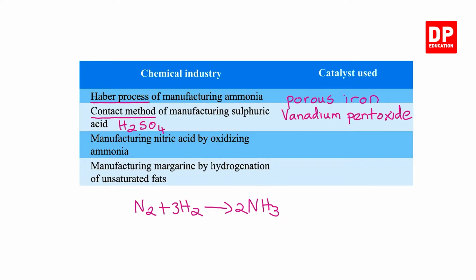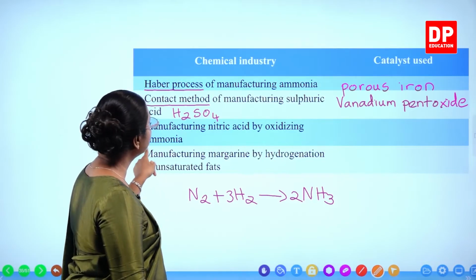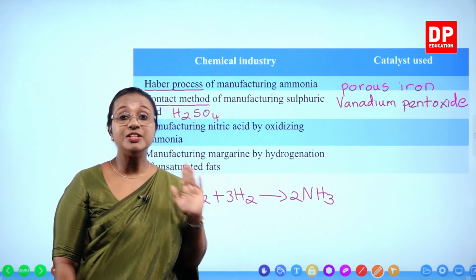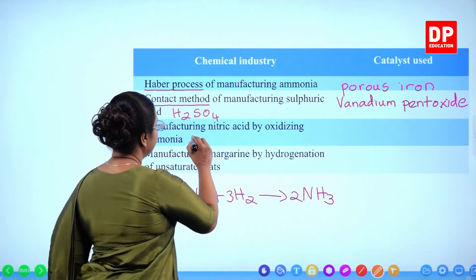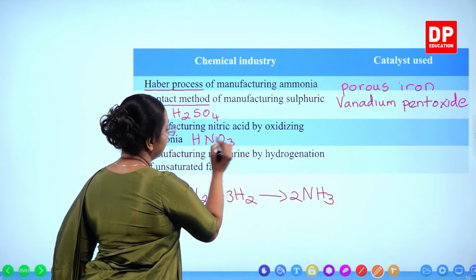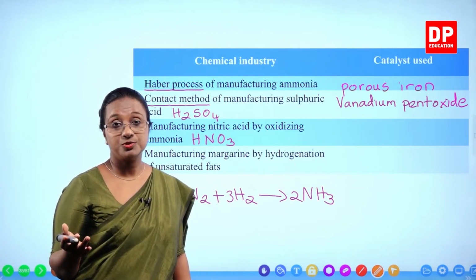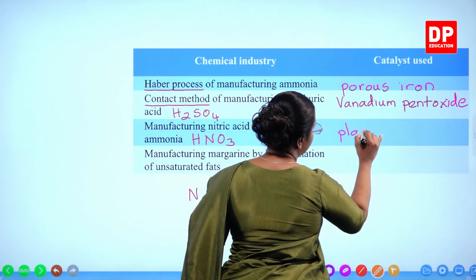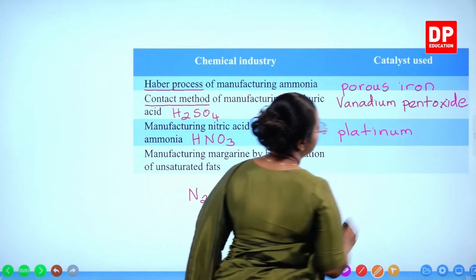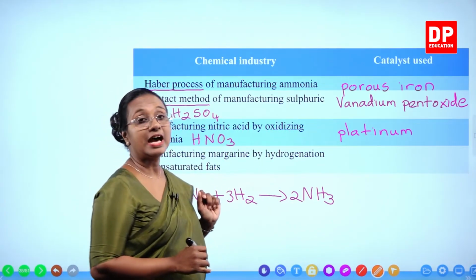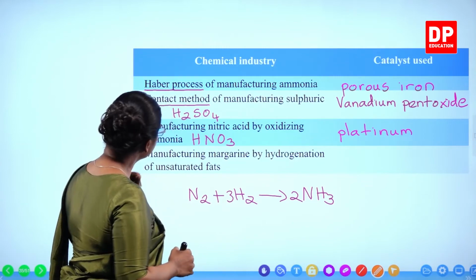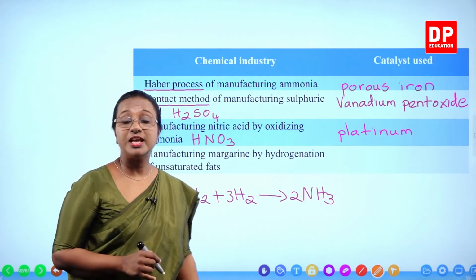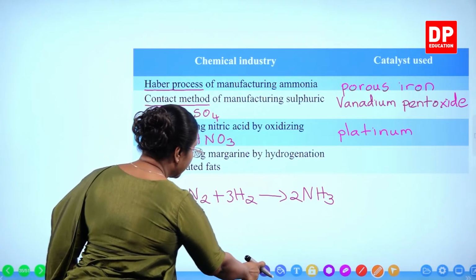Then we have the third one, manufacturing nitric acid by oxidizing ammonia. The ammonia can be oxidized, reacted with oxygen and nitric acid. You know the chemical formula, HNO3. Nitric acid can be produced. In this process, we use platinum as the catalyst. The third type of industrial process. Then the last one, manufacturing margarine by hydrogenation of unsaturated fats. Now, can you all remember what unsaturated fats are?